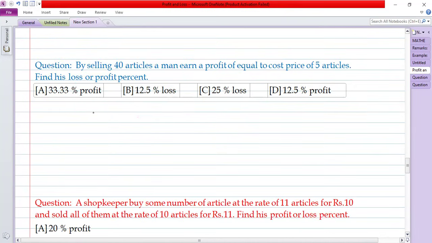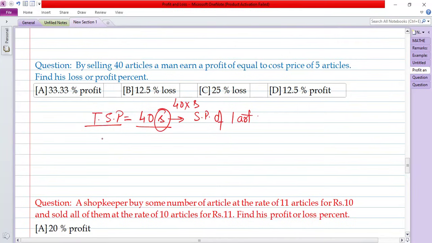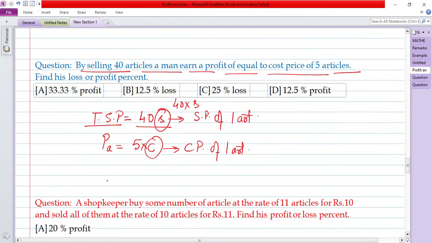So here, what is the total selling price? The total selling price is 40 times S. What is S? Once again, it is nothing but the selling price of one article. Okay, so 40 into S. And what is the profit amount given? Actually, this is given to be 5 times C. And what is C? This is nothing but the cost price of one article. By selling 40 articles, a man earns a profit equal to the cost price of 5 articles.